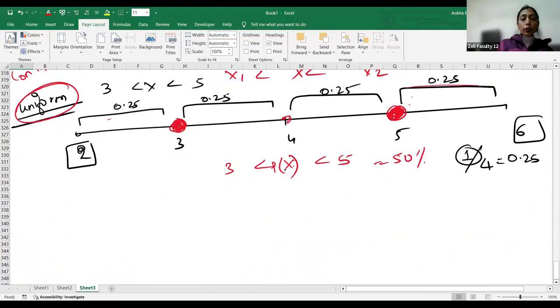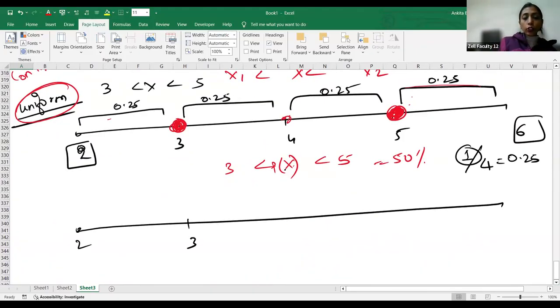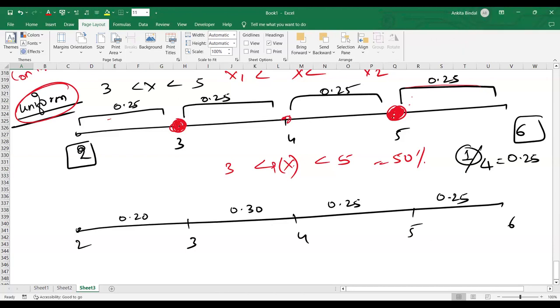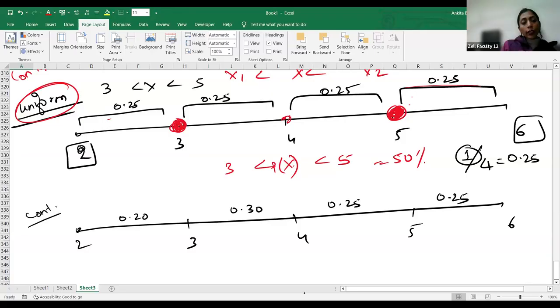Now again, I can draw one more diagram like this. And I can give x values between 2, 3, 4, 5, 6. But between 2 to 3, the probability is 0.2, here 0.3, here 0.25. So how much here? 0.25. So what you can see, is this continuous distribution? Yes or no? Yes. Is it uniform distribution? No. So this is continuous distribution, but it is not uniform. Continuous, but not uniform.